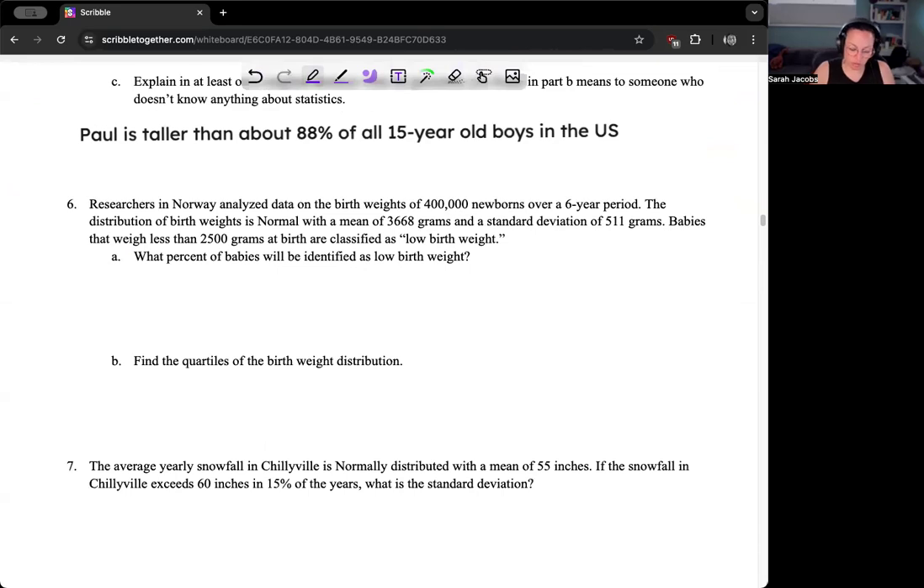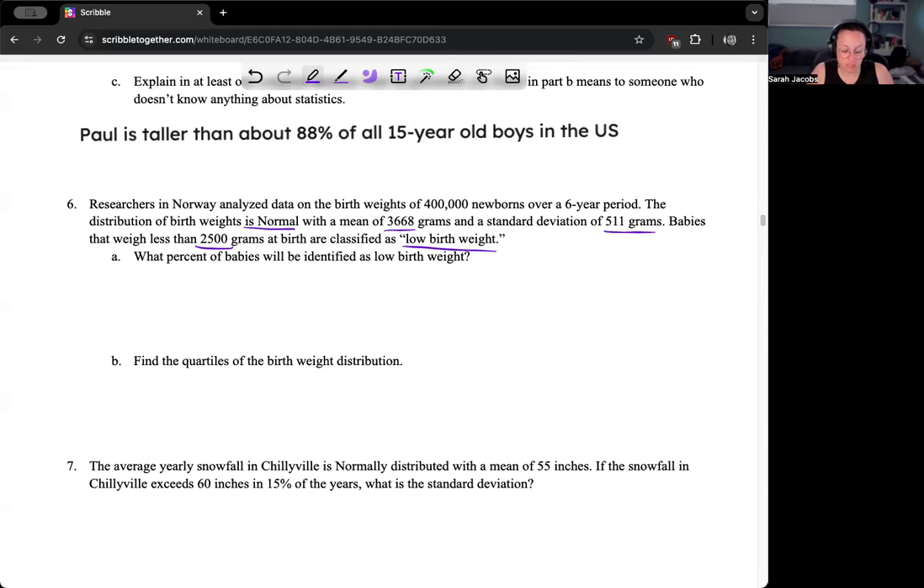6. Researchers in Norway analyzed data on the birth weights of 400,000 newborns over a 6-year period. Wow, it's a lot of babies. The distribution of birth weights is normal, with a mean of 3,668 grams and a standard deviation of 511 grams. Babies that weigh less than 2,500 grams at birth are classified as low birth weight.